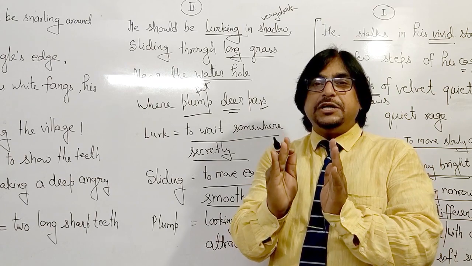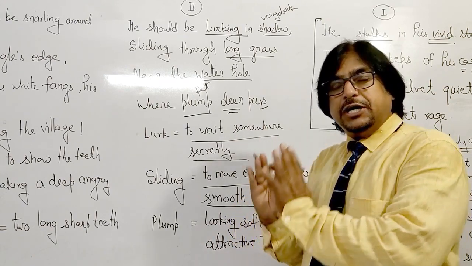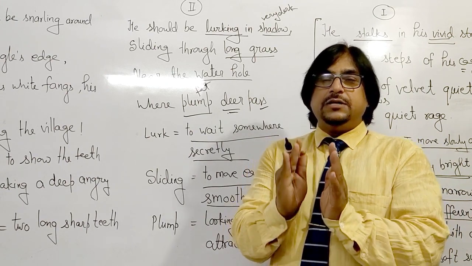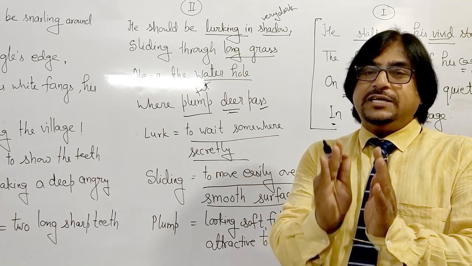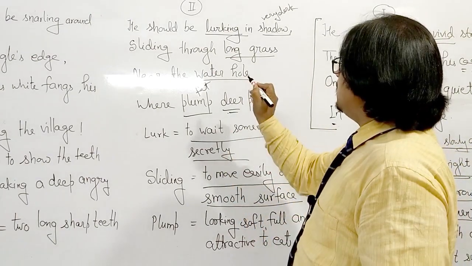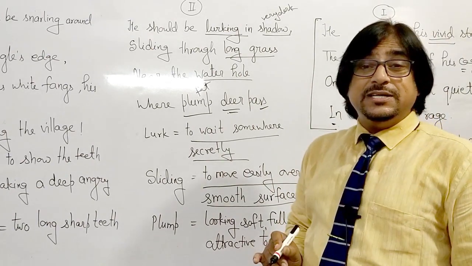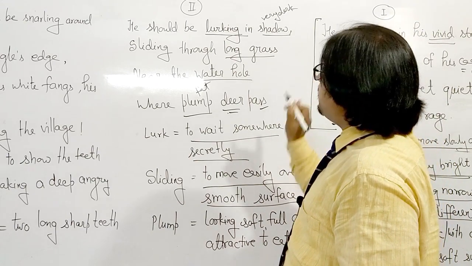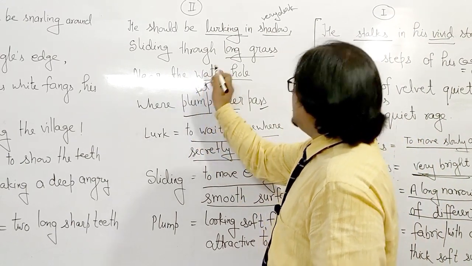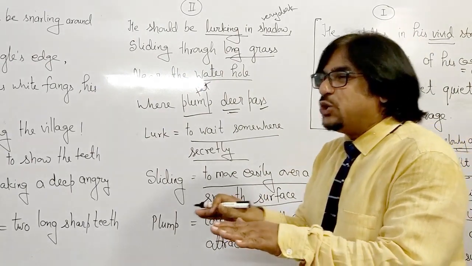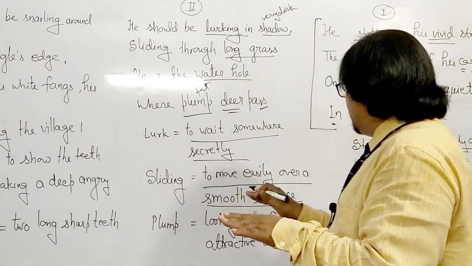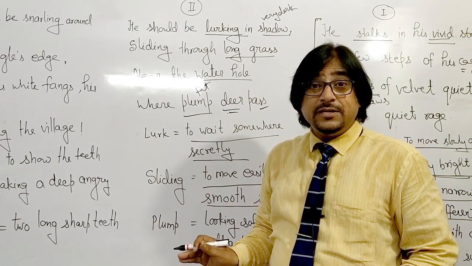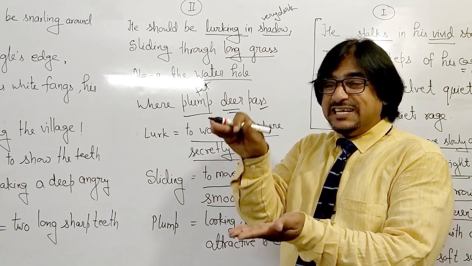When the deer come and drink water, the tiger takes a long jump and eats the deer. So he should be lurking in shadow, which means he is awaiting the deer in a very dark place. He is sliding, moving slowly. He is moving quietly through long grass. In the bush, he is sliding slowly.